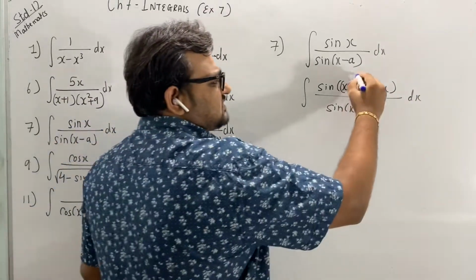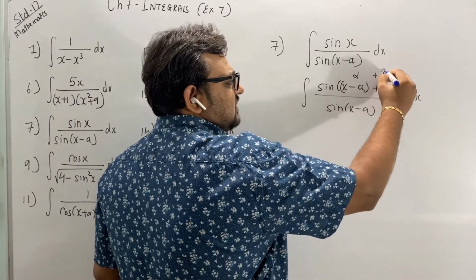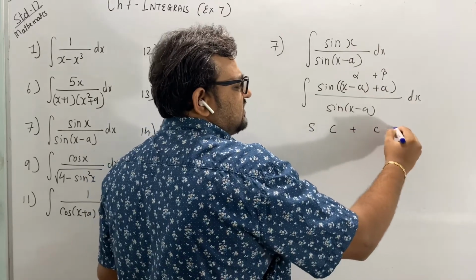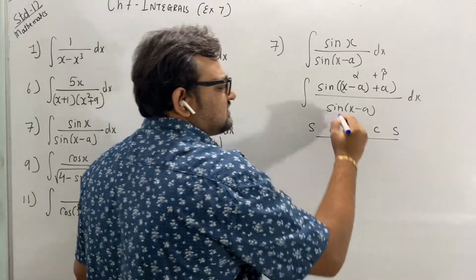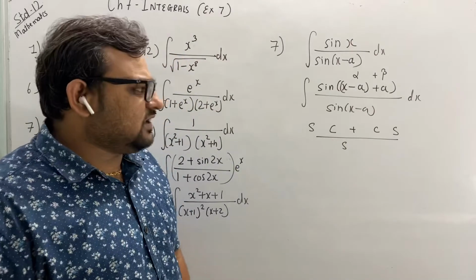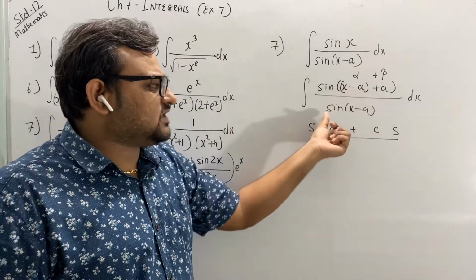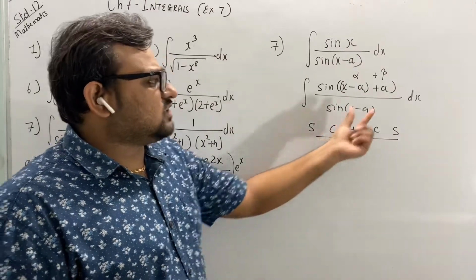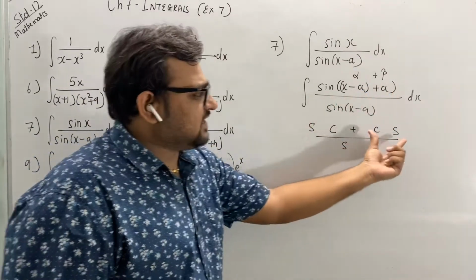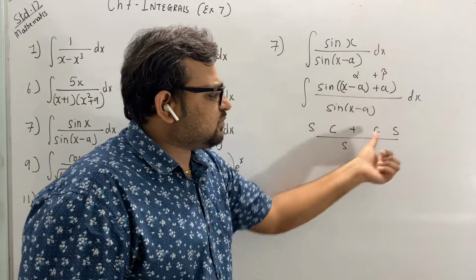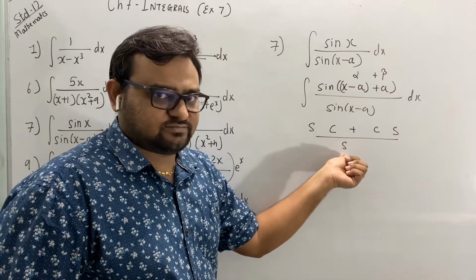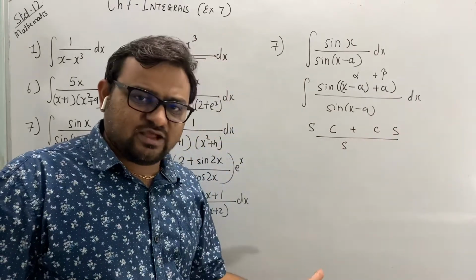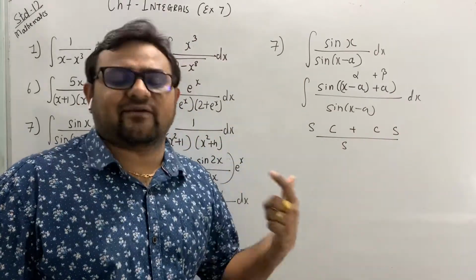So this will be sine alpha plus beta, s c plus c s upon s. Clear? Here the angle will be x minus a, so sine x minus a is x, sine x minus a. You make a cancel. Cos a will be the constant. And in this case, cos x minus a upon sine x minus a will be cot, into sine a. Sine a is constant, right? So now integrate it directly.